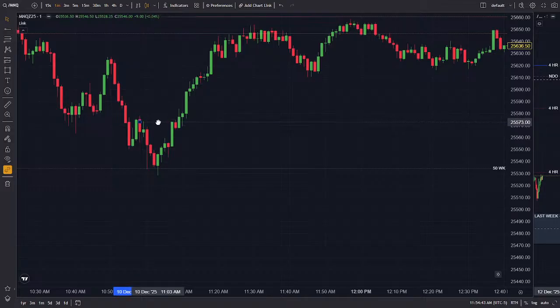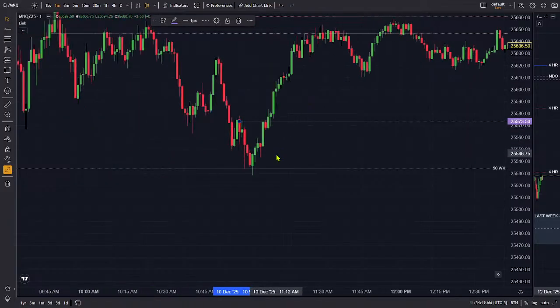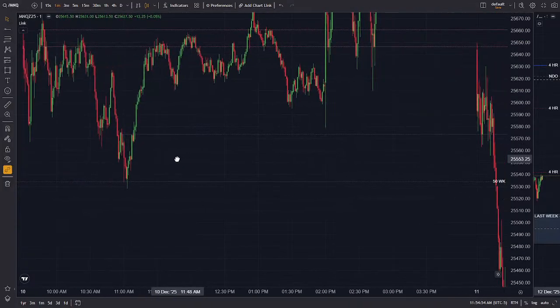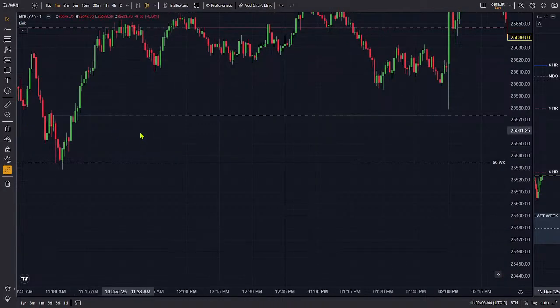We did sweep the 50% of the week. I like to see it come back down and do the higher low thing. Did we ever get that opportunity? Not this day. This is the only higher low we had, so I would have missed this entire move, unless you counted this as the higher low.